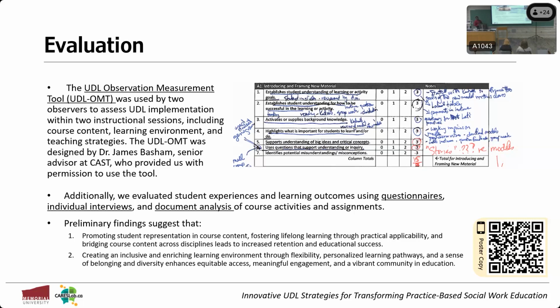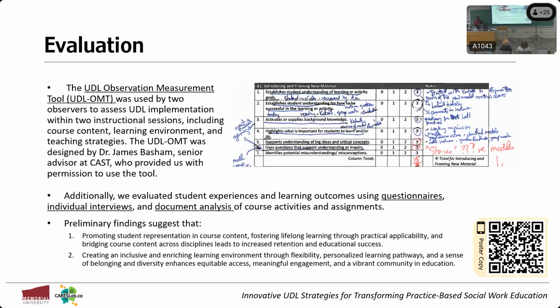So I'm going to share briefly with you the strategies that we use, or how we went about the evaluation process. So we adopted 2 approaches. The first one is what we call the UDL observation measurement tool. This is a measurement tool designed and developed by Dr. James Barsham, a senior advisor at CAST. So 2 observers used the tool. We entered into Dr. Goulden's classroom and then assessed.